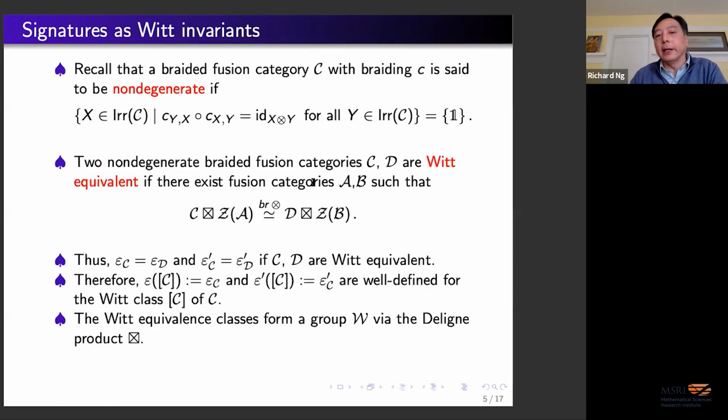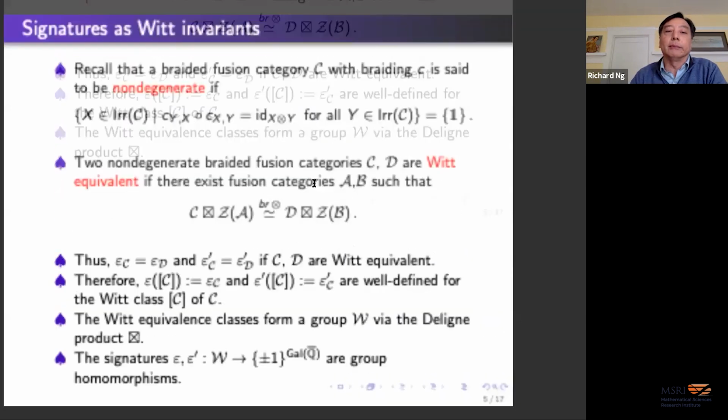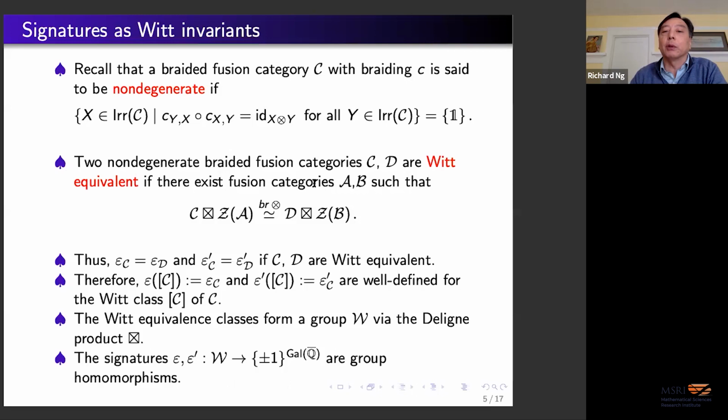So we know that the Witt classes form a group under the Deligne product, and then this one, epsilon and epsilon prime, will extend to a group homomorphism. So this is well defined. This story of the Witt group for non-degenerate braided fusion categories is, I think, easy to follow. But when we go to braided fusion categories over some symmetric category, there are more technicalities, but the idea is still very similar.